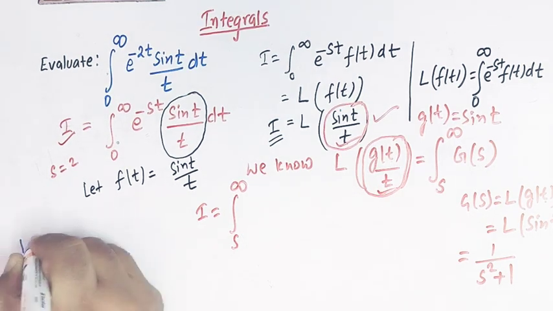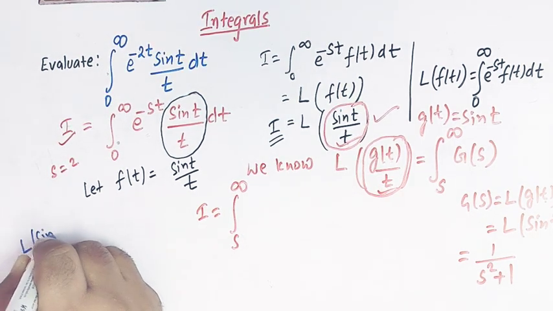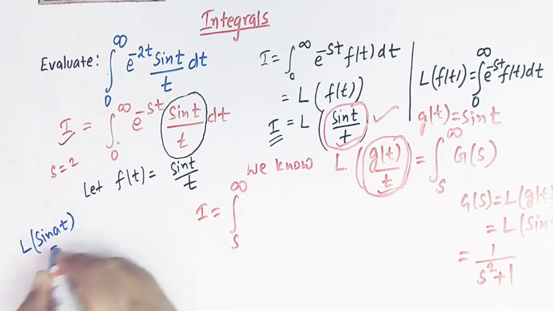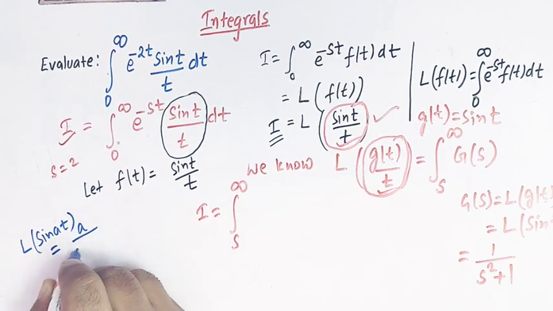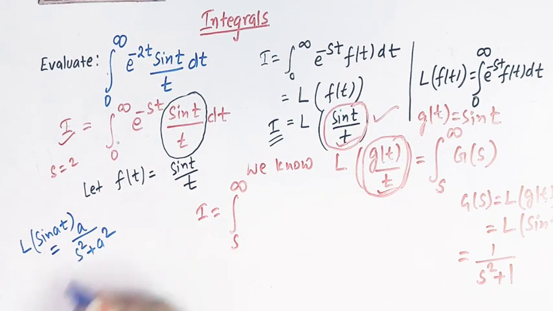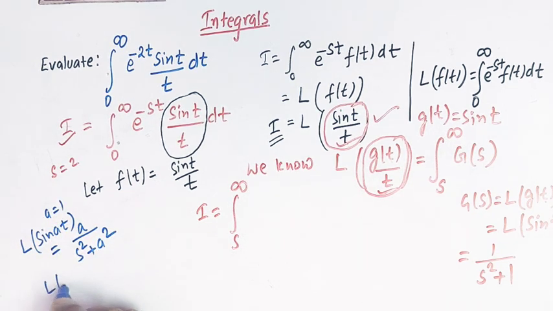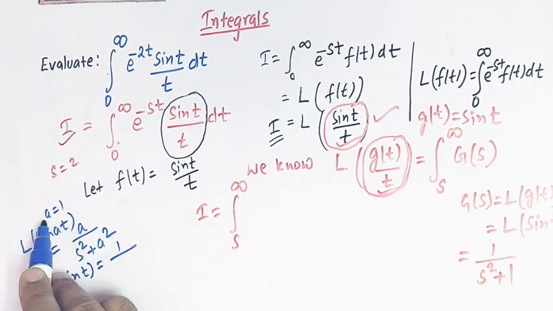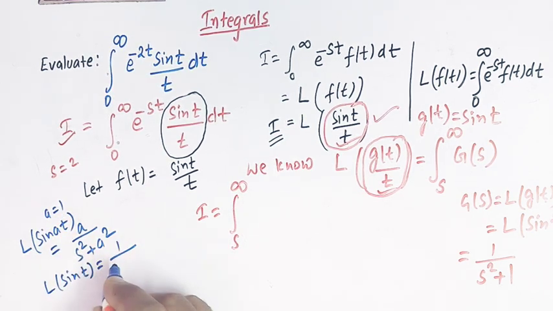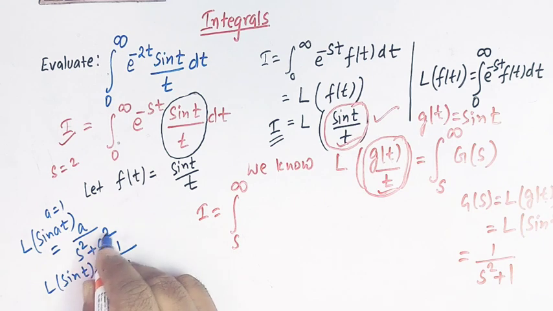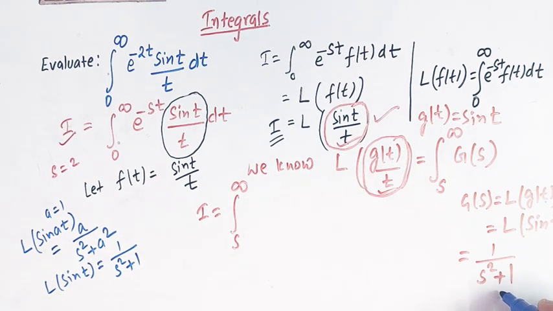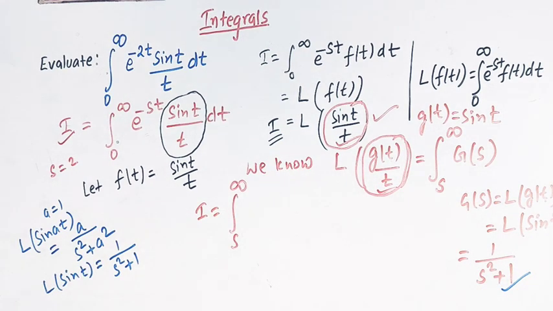We know that the Laplace transform of sin(at) is equal to a divided by s squared plus a squared, right? So if we take a equal to 1, then the Laplace transform of sin t is 1 over s squared plus 1 squared, that is 1. So here is the result: the Laplace transform of sin t is 1 over s squared plus 1.